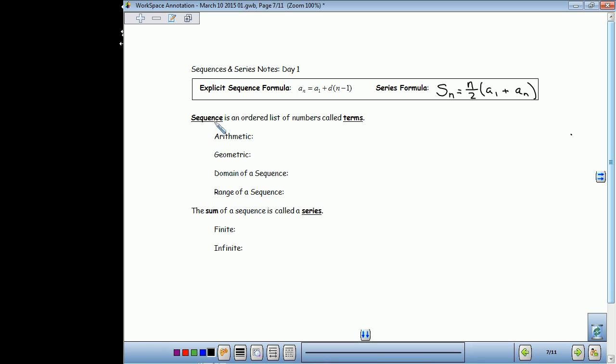A sequence is just an ordered list of numbers, and we call those numbers terms. We have arithmetic sequences and geometric. Right now we're focused on arithmetic. How do we know when something's arithmetic? We have a common difference with arithmetic. Good. So basically that means we're adding the same amount every time.